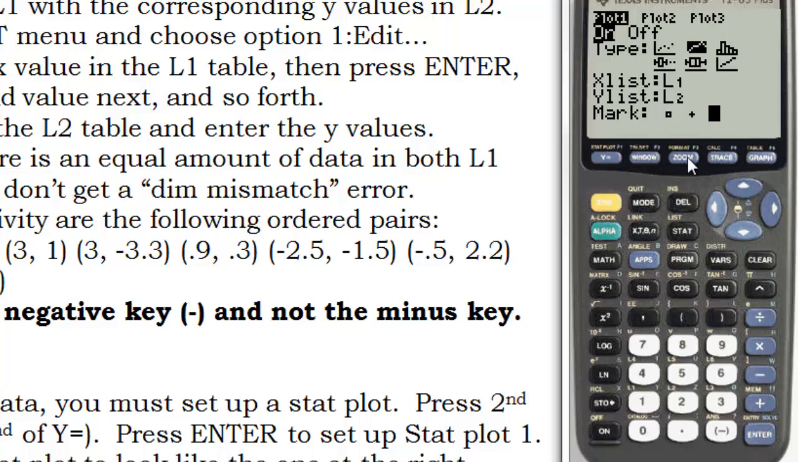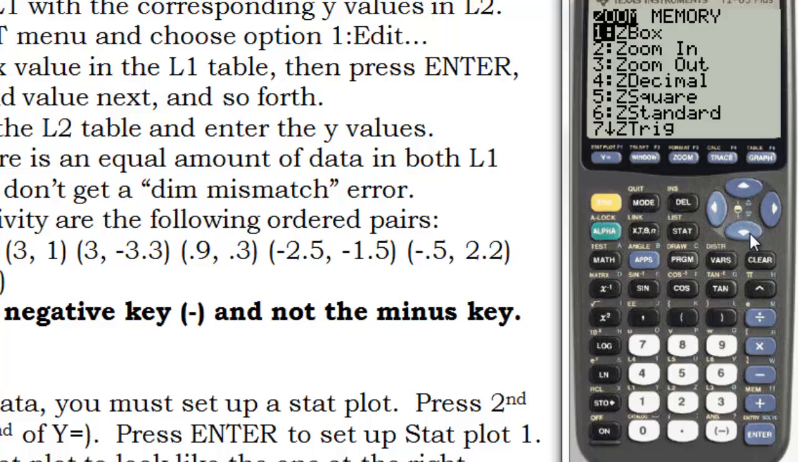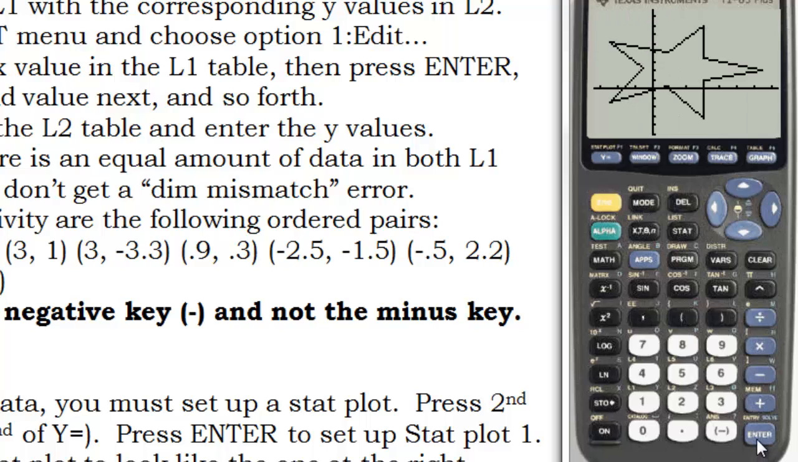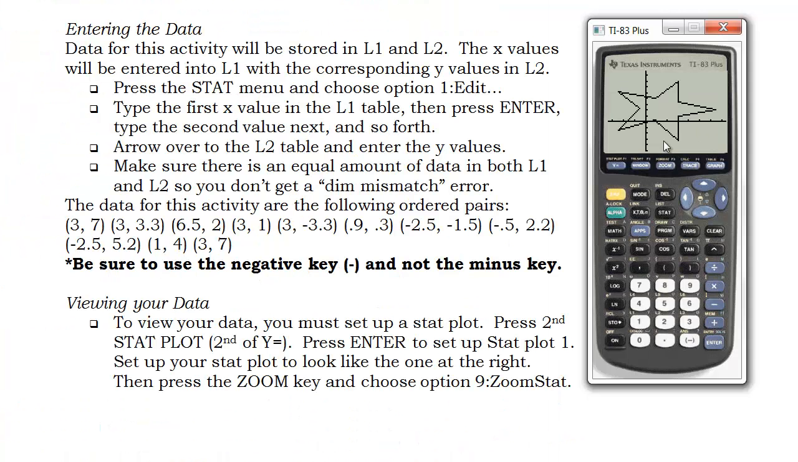And then do a zoom. And number 9 down here is zoom stat, so it's going to zoom to the statistical data that you have entered. And lo and behold, we get a lovely star. Now it's your turn. Plot out an image on a Cartesian coordinate plane, figure out what the ordered pairs are, and then plot them on your calculator.